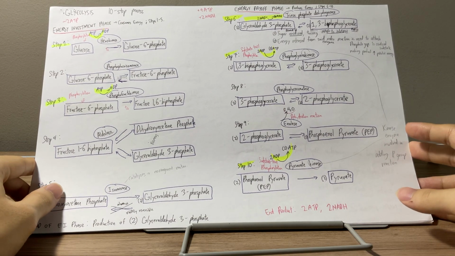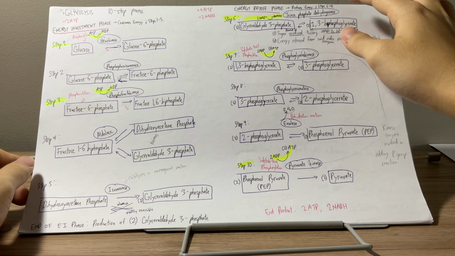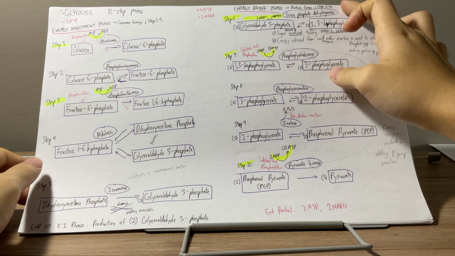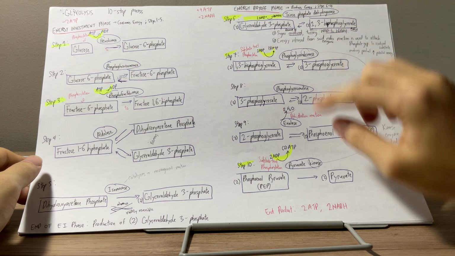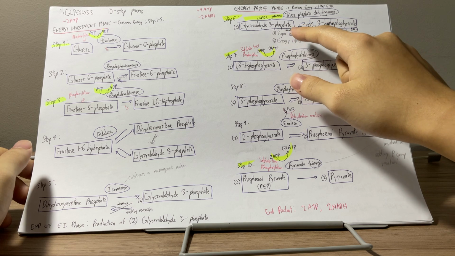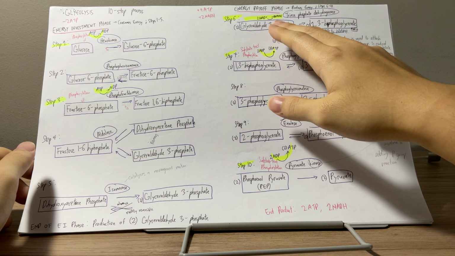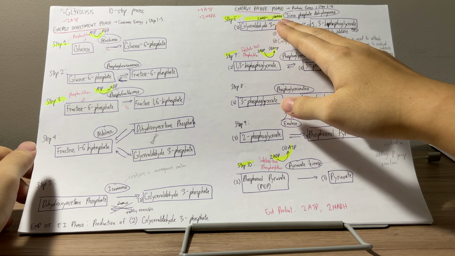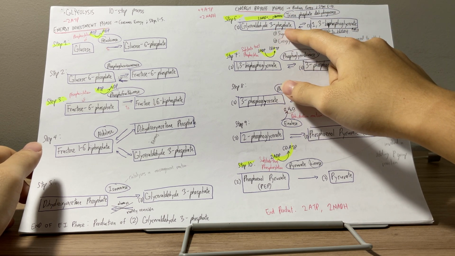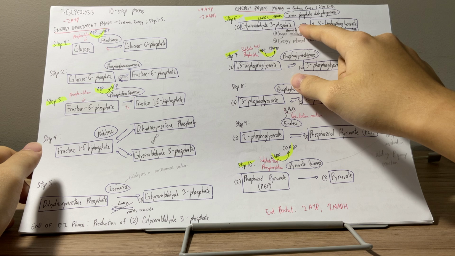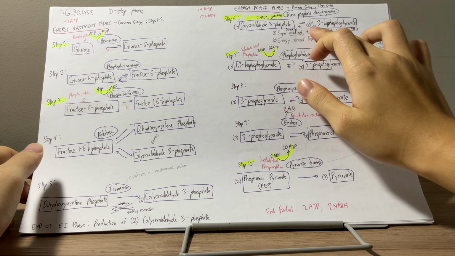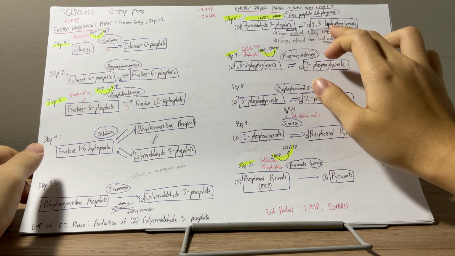Okay, so let's go to the energy payoff. Again, this produces energy. This consists of steps 6 to 10. Okay, so for step 6, from 2 NAD+, it becomes 2 NADH. Glyceraldehyde 3-phosphate, it says this step is reversible. It turns into 1,3-bisphosphoglycerate.